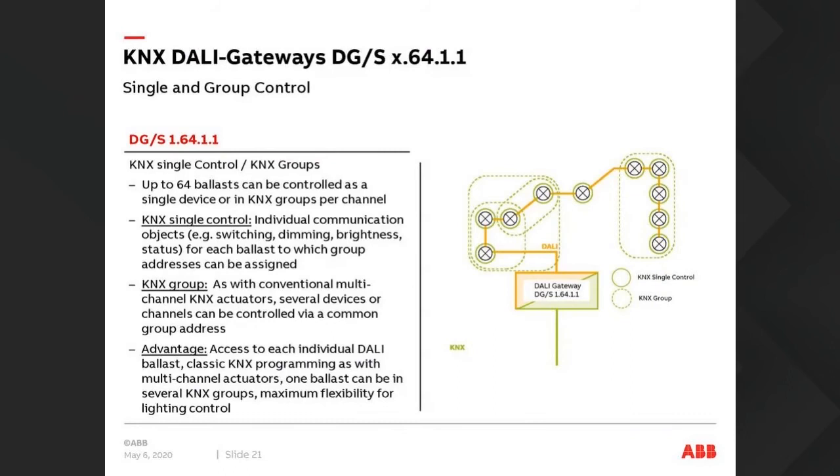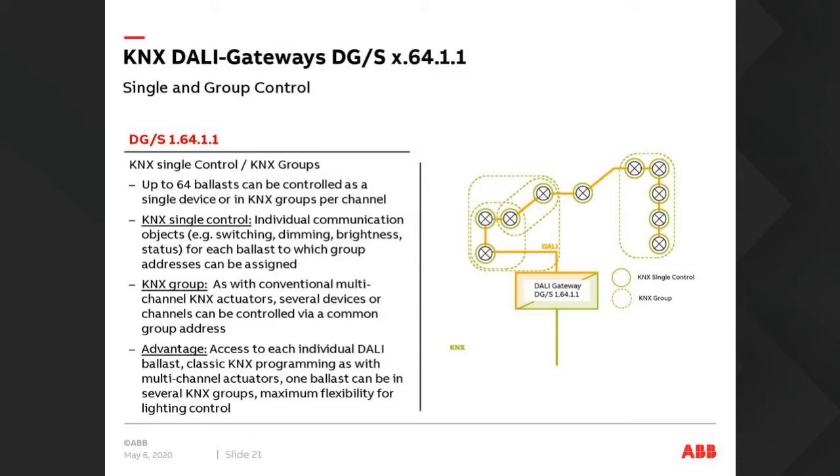Here, from the DALI side, is how we can set up our groupings. You can see in this instance, I have a DALI gateway, DGS164. The solid lines are single control. So I've taken these ballasts and I'm just controlling them on and off, switching them like that. If I want to do group control using KNX, I can just connect a KNX group address to various group objects and switch them on individually and however I want.